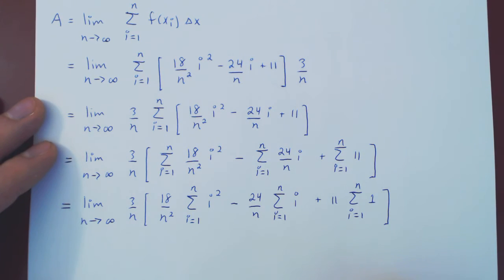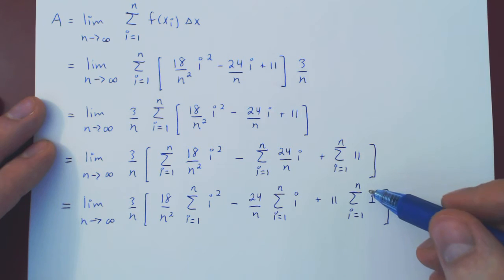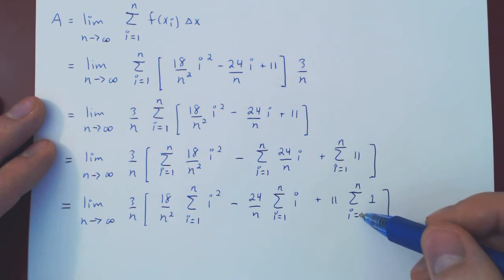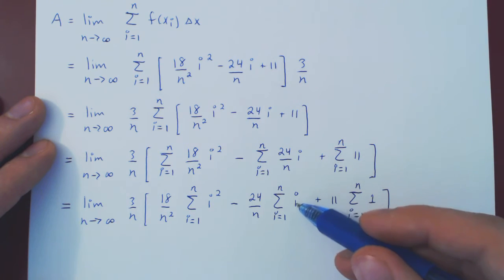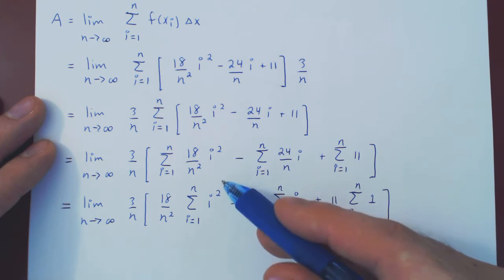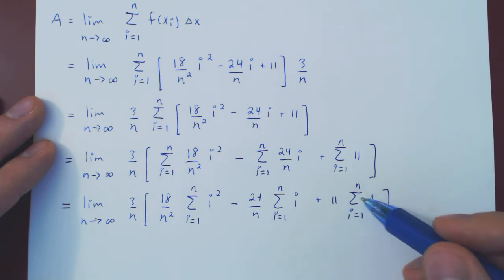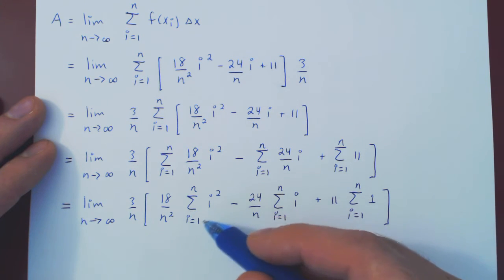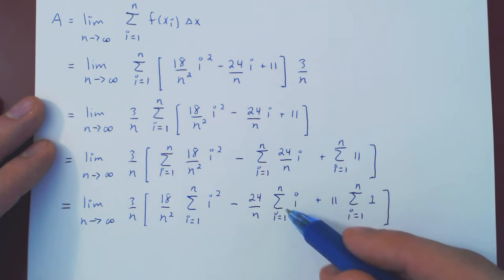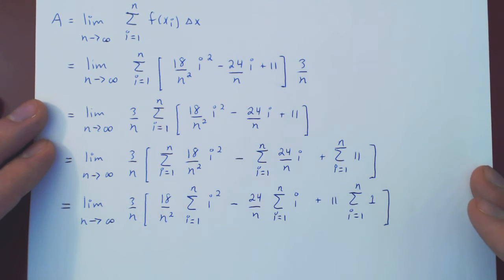And why is this great? Look at the sums that we're left with. The sum of 1 from 1 to n, the sum of i from 1 to n, the sum of i squared from 1 to n. These are our first three fundamental sums. And we know how to evaluate these sums with the shortcut formulas we have derived in previous videos.